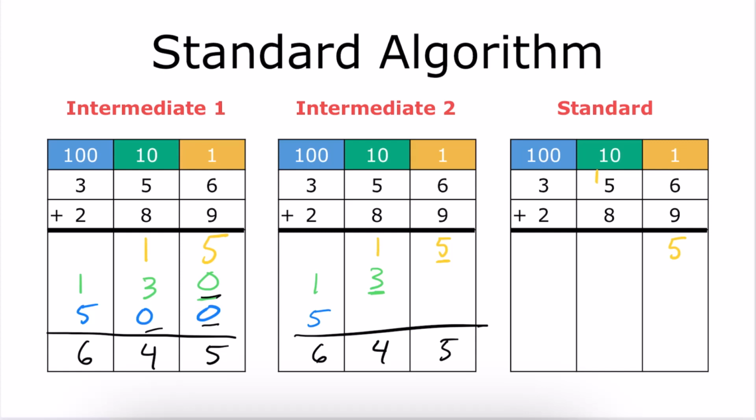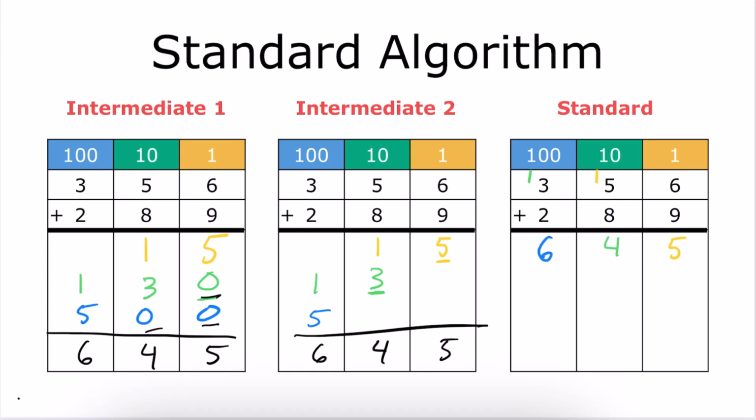So 8 tens plus 5 tens will be 13 tens, just like with intermediate algorithm 1 and 2, but we're also going to add the extra 10 that was carried. And so that makes 14 tens, and 4 of them will stay in the tens column, but 10 of them will be converted into 100, and we'll have 1 extra 100 in the hundreds column. And then 100 plus 300s plus 200s equals 600s.